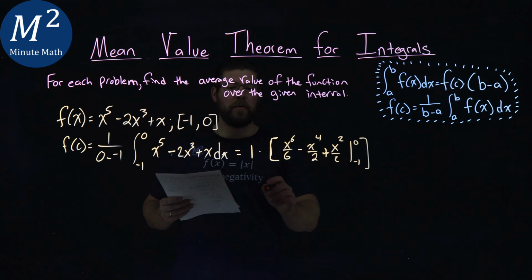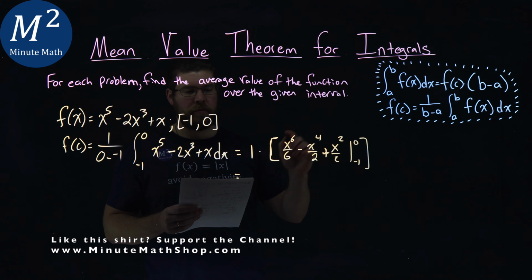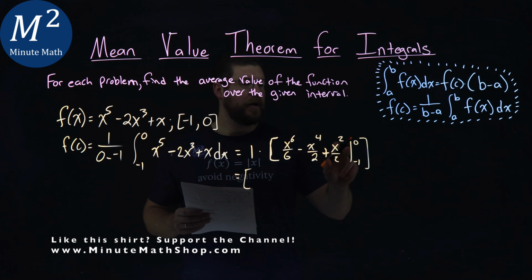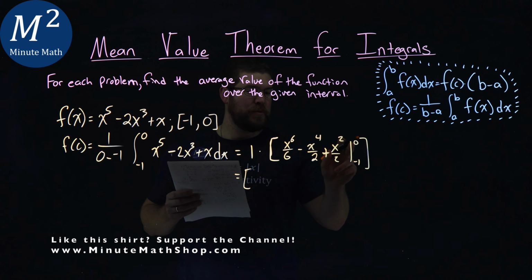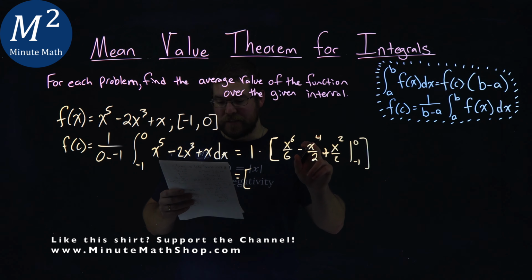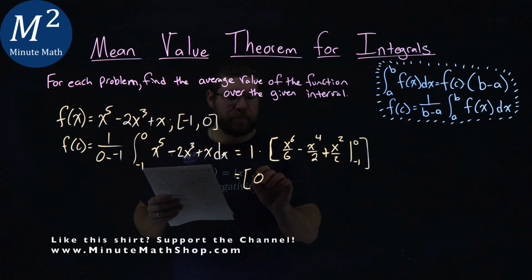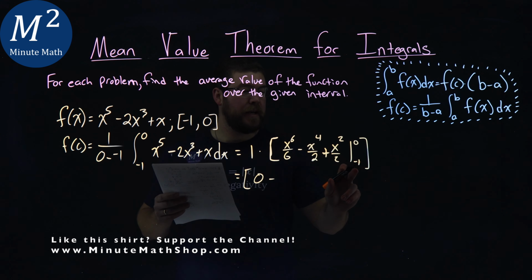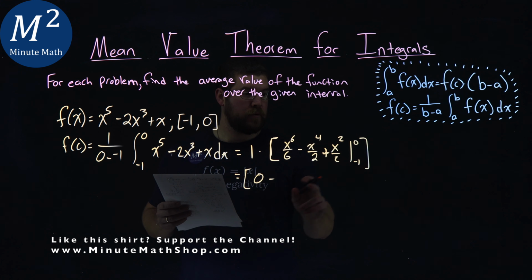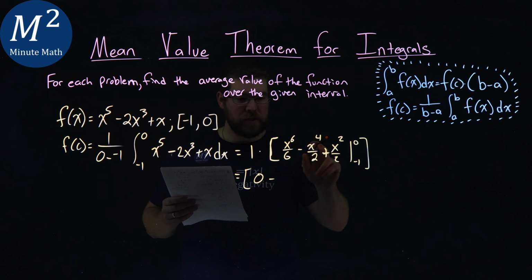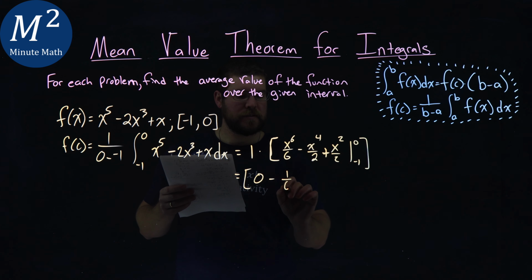So from here, we want to follow our rules. Multiply by 1, don't really need it. Plug 0 in first into our equation. When we plug 0 into this equation, you get a 0. Subtracted by, when we plug -1 in, and I simplified this for you, -1 in for our function here, simplified to be 1/6.